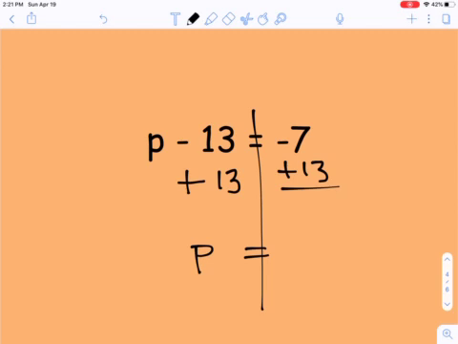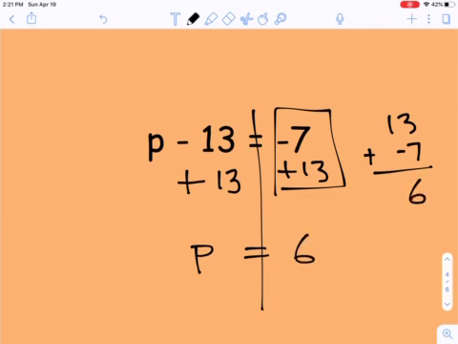So when I have something like this, basically because we're adding, you can do this in any order you want. So let's put the 13 on top and treat it like 13 plus negative 7. Well, 13 plus negative 7 is the same thing as saying 13 minus 7. And 13 minus 7 is 6.